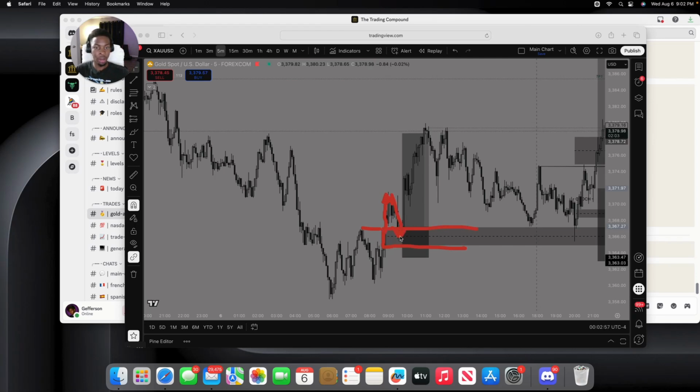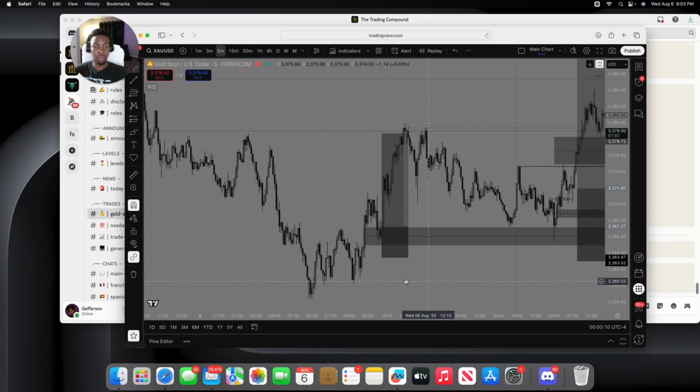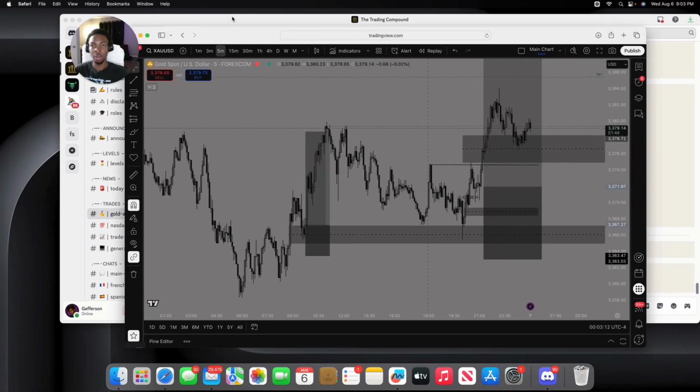Then what happened next? Price rejecting our fair value gap and comes back up, taking out this liquidity sitting up here. Then what's going on after that? Price is not done yet. Why? Let me go on a 1 hour. I will show you guys why.